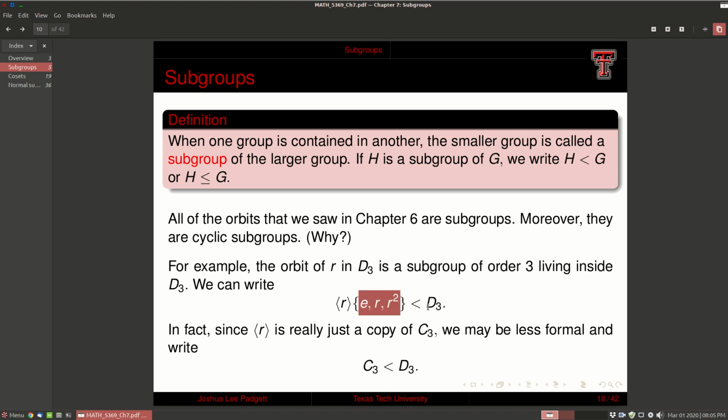Okay? So this is a subgroup of D3 because each of these elements lives inside of that group. But it is itself a cyclic subgroup because it has one single generator. Now, formally, if we remove ourselves of the specifics, then this is just a copy of C3 because the Cayley diagram of this cycle is equivalent to the Cayley diagram of C3. So, more or less, we can say that the cyclic group of order 3 is a subgroup of the dihedral group on 3 objects. Okay, so subgroups are just groups that live inside of larger groups.